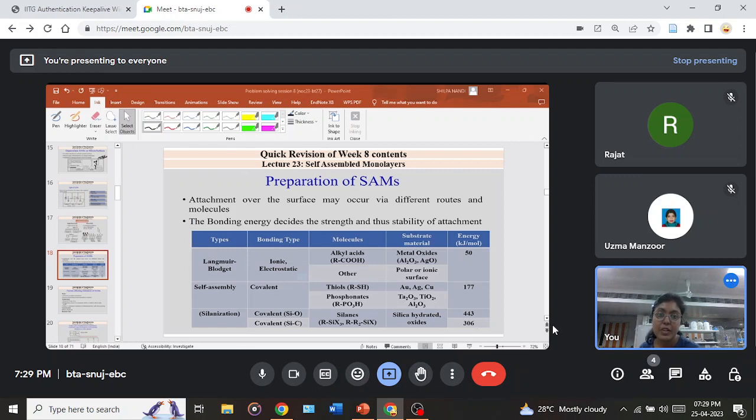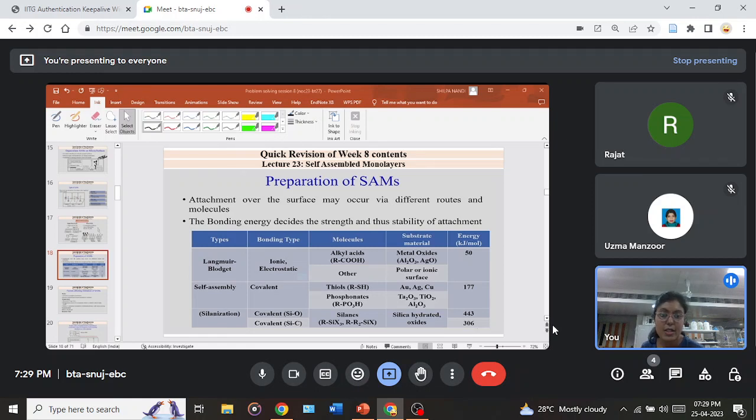For example, if the substrate material is made up of metal oxides like Al2O3 or AgO, alkyl acids like RCOOH are used. Similarly, if the substrate material is silica, hydrated or oxides, silanes group are used. So the attachment over the surface may occur via different routes and molecules, and the bonding energy decides the strength and thus the stability of the attachment.